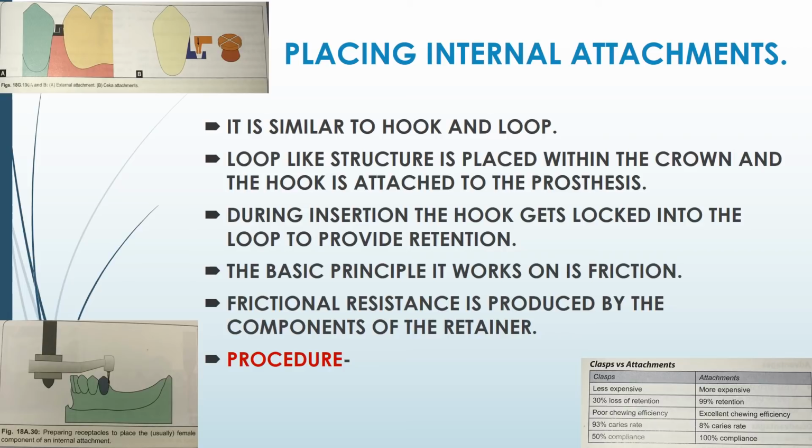So extracoronal are nothing but the direct retainers, and internal, that is intracoronal, are the attachments, and they are like hook and loop. The loop-like structure is placed within the crown, and this is the adjacent tooth, and the hook is attached to the prosthesis.